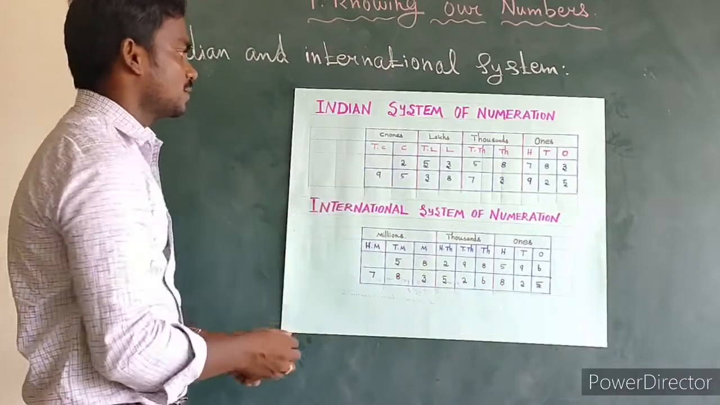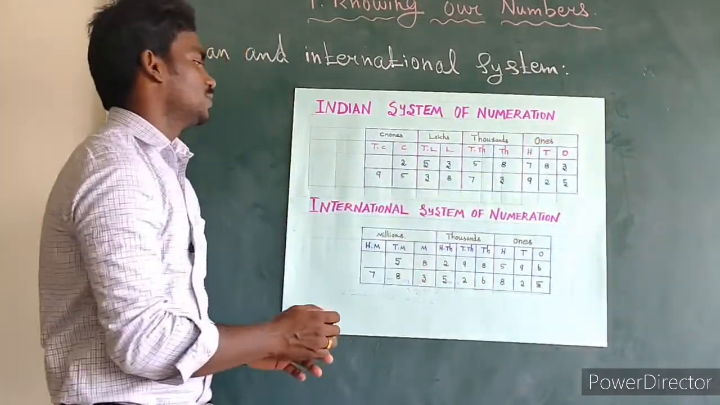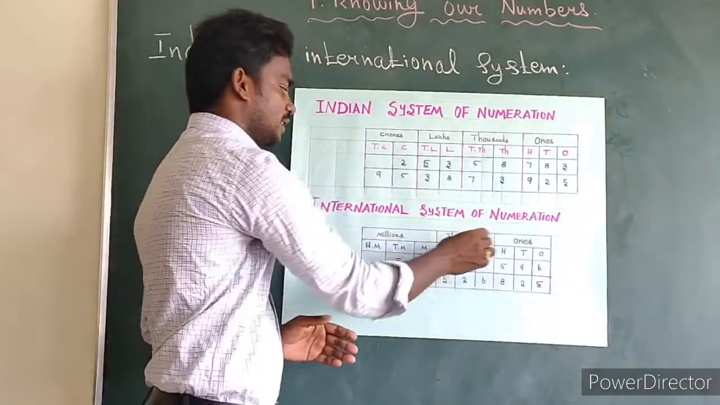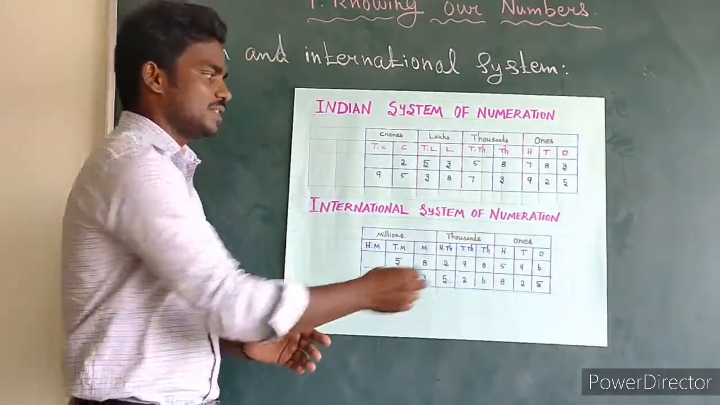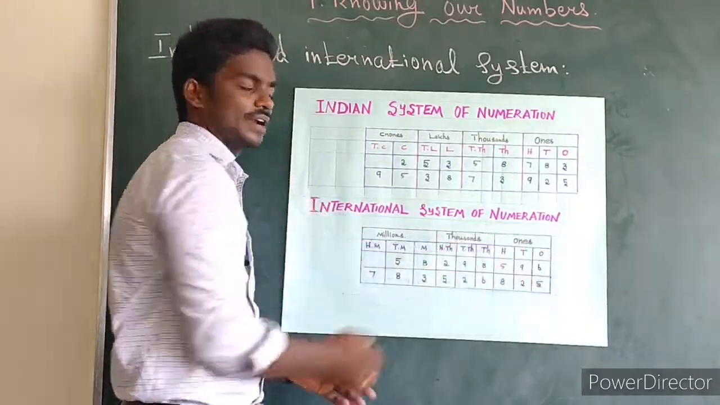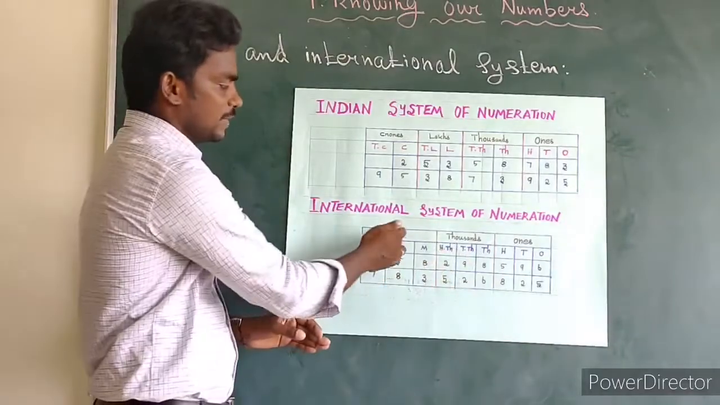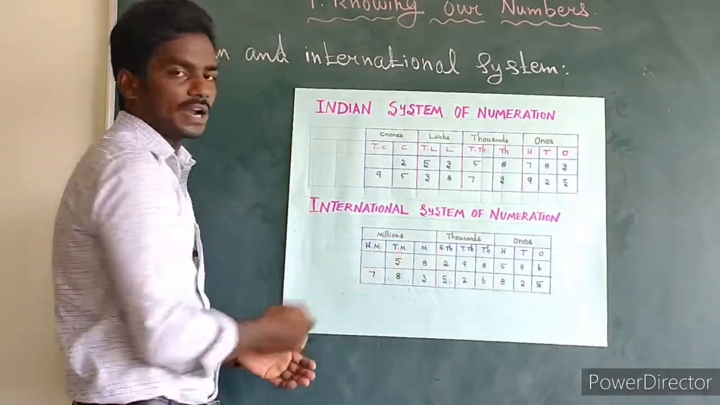Next is the International System of Numeration. In our Indian system of numeration, the ones place has only 3 digits, while in the International System of Numeration, all the places, that means ones, thousands and millions, contain 3 digits only. The ones place contains ones, tens and hundreds. The thousands place has 1,000, 10,000 and 100,000. The millions place has million, 10 million and 100 million.